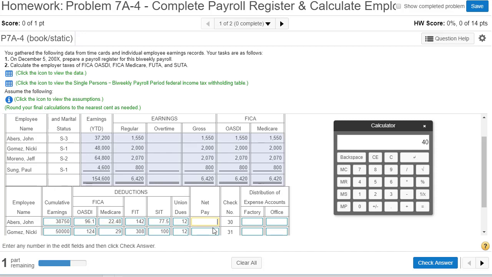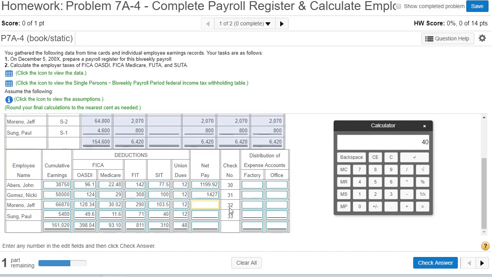So fortunately, I've got the answers here. So net pay is 1199.92. 1427, 1506.14, 615.8, you add up the net pay, 4748.86. I sure hope I'm typing these in correctly.